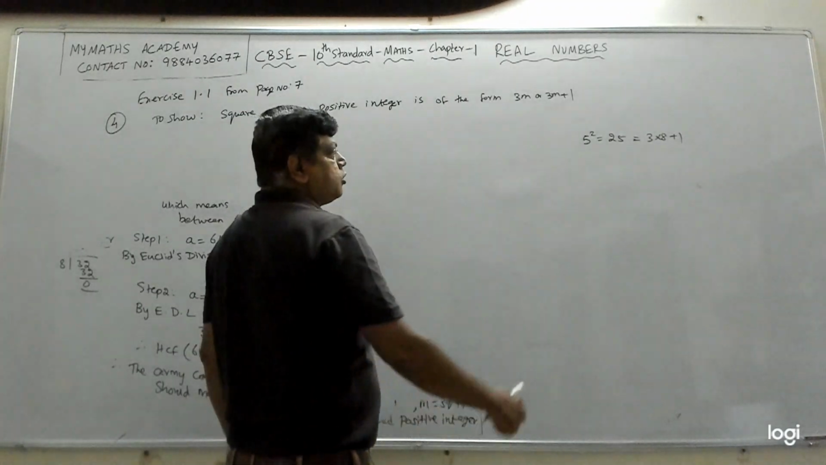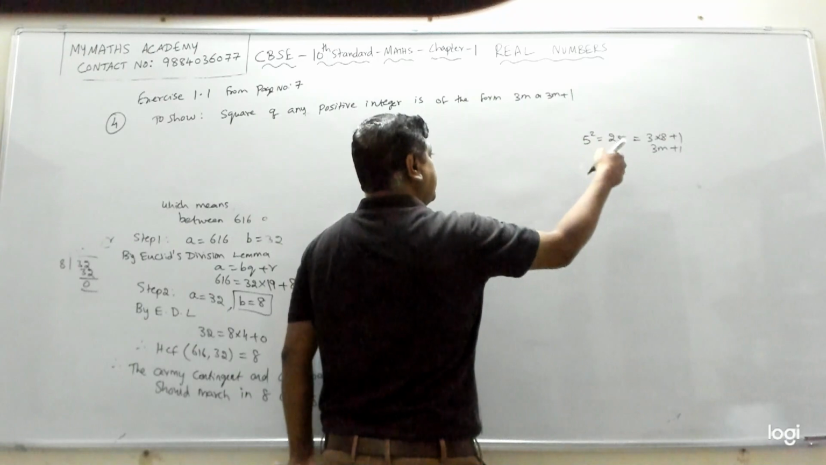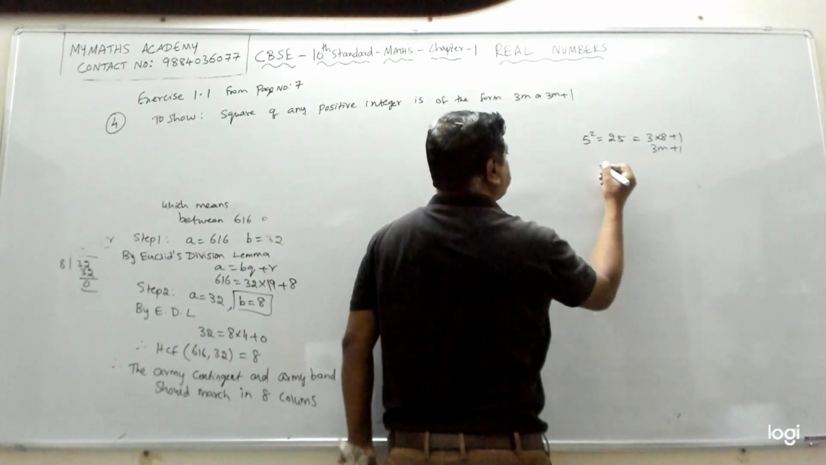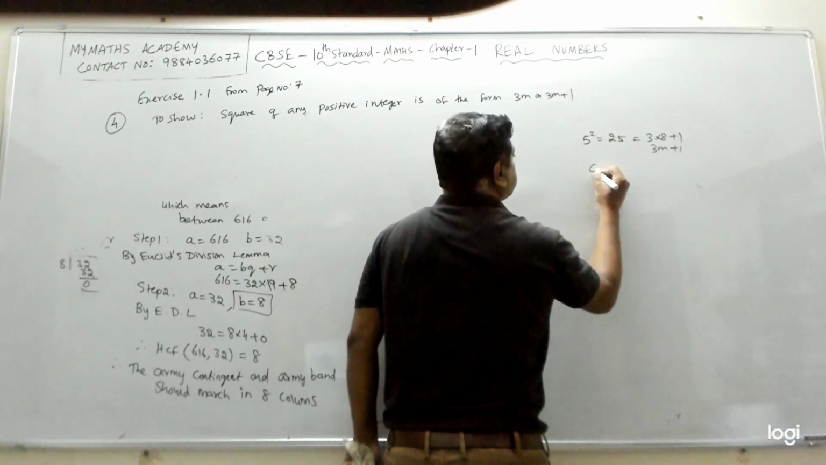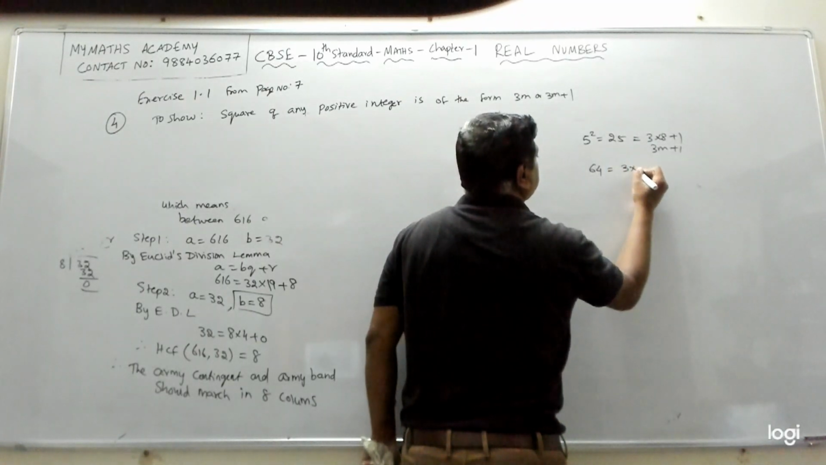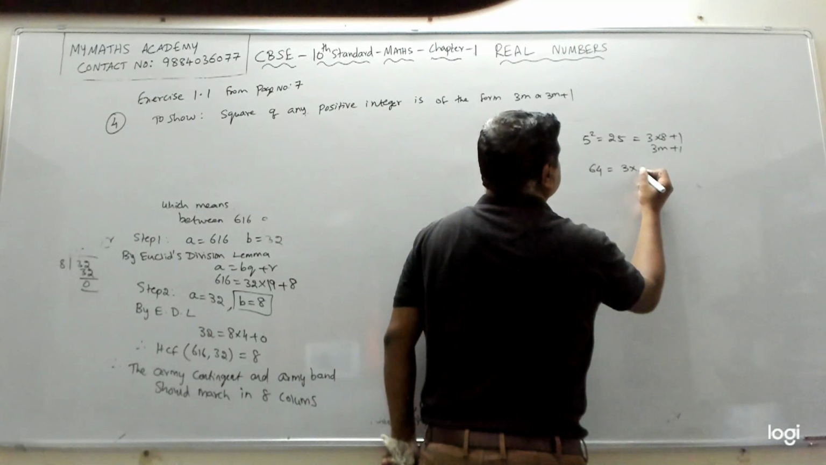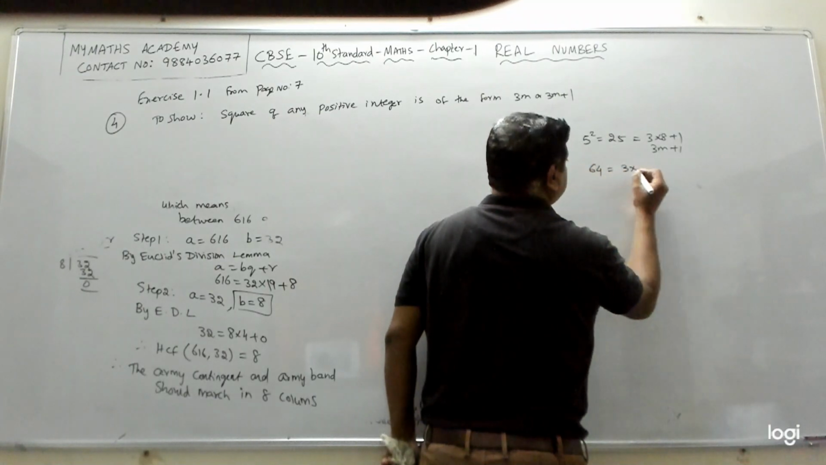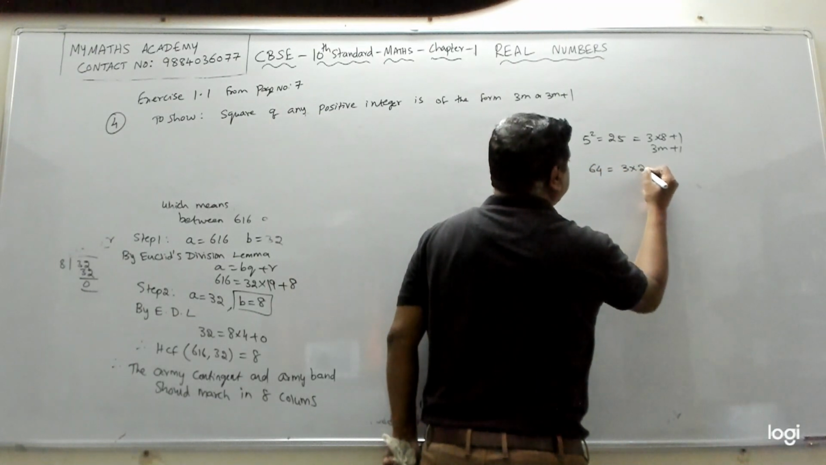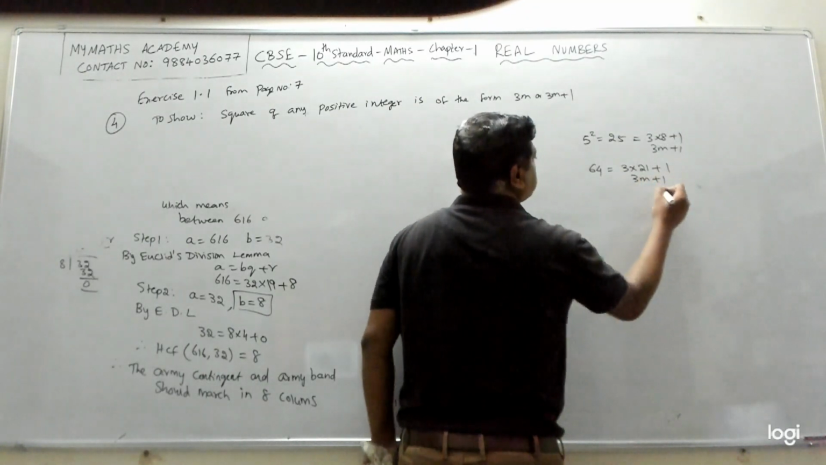Right? So this is like 3 into m plus 1, in this form. Any square number you take, any number. Suppose I take 64. 64 can be written as 3 into how much? 63 will go, 3 into 21 plus 1. So this is also in the form 3m plus 1.